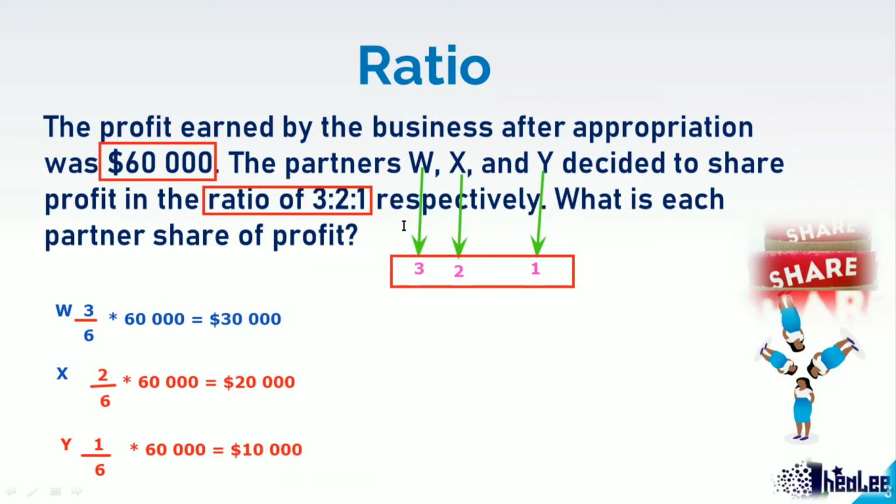So remember, for the ratio, the numbers in the ratio give you the numerator for each partner, while the total would give you the denominator, and when you create that fraction, you multiply that on the profit or the loss to be apportioned to the respective partners. So we're finished with that.